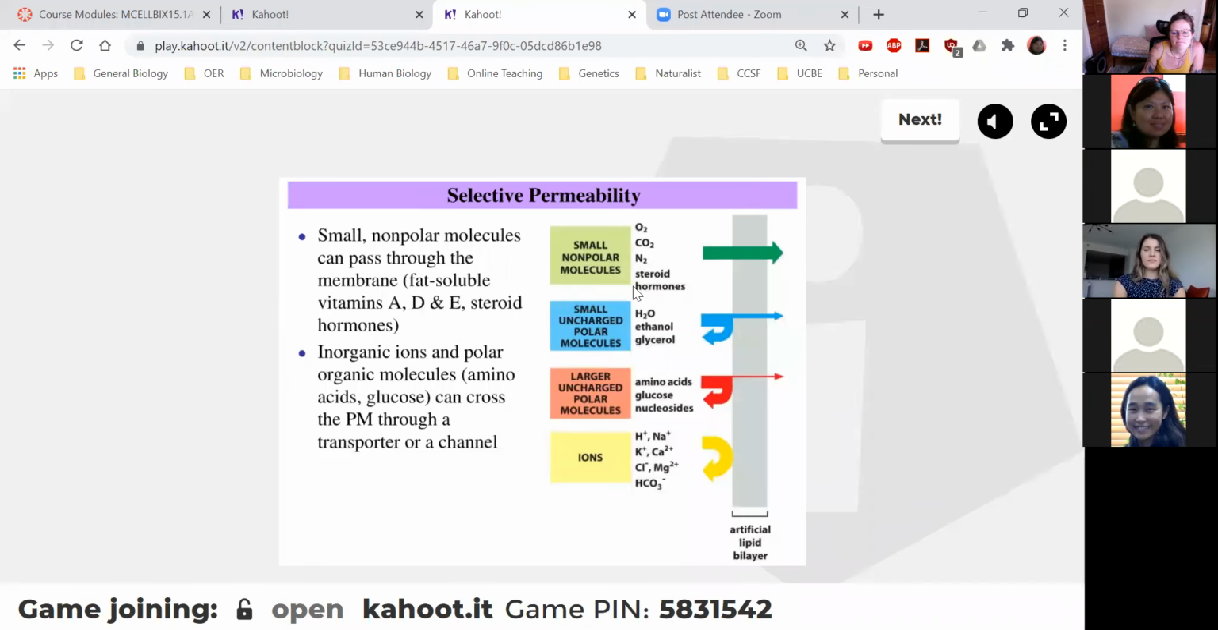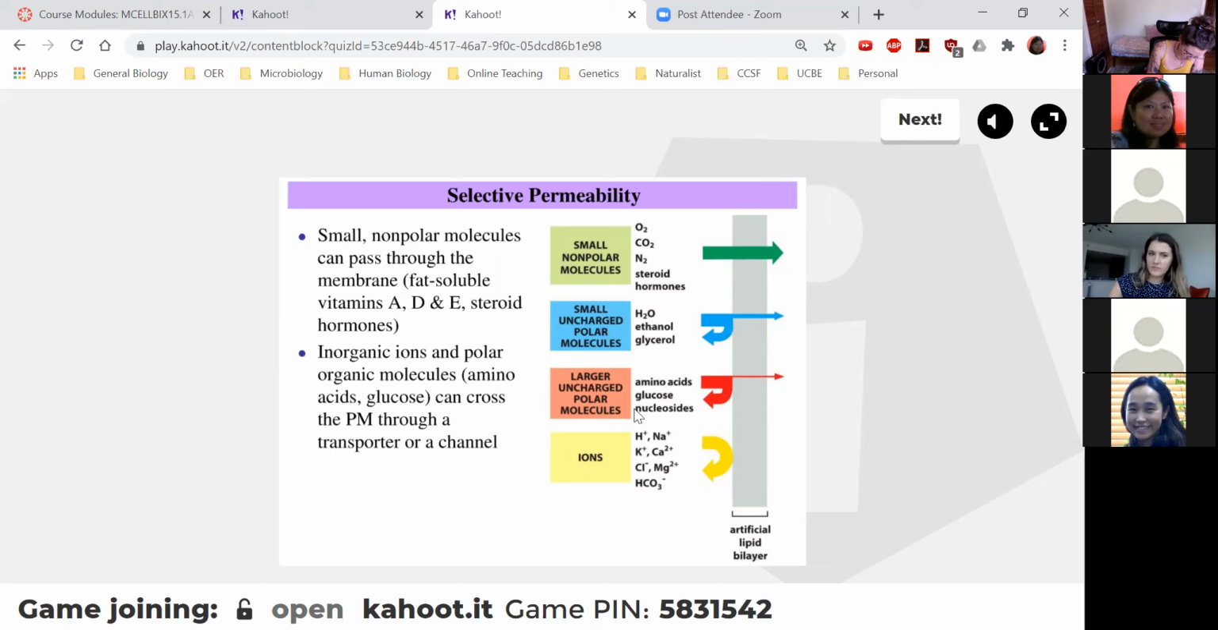So this is another visual for judging what kind of molecules can cross the membrane, or have an easier time crossing the membrane than others. Small nonpolar molecules like oxygen and CO2 can totally diffuse across the membrane. Even steroid hormones, remember they're lipid-based and small enough, can cross the membrane on their own. Small uncharged but polar molecules like water can diffuse across the membrane, but they do it very slowly. Ethanol and glycerol are small enough, so even though they are a little bit polar, they can still cross the membrane.